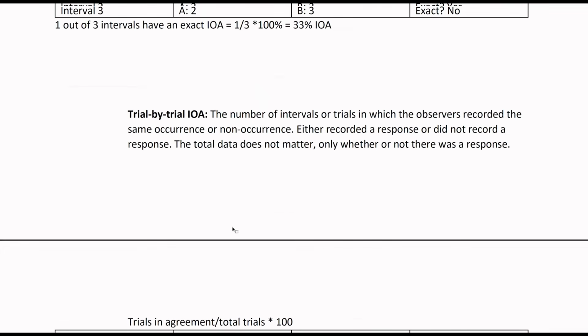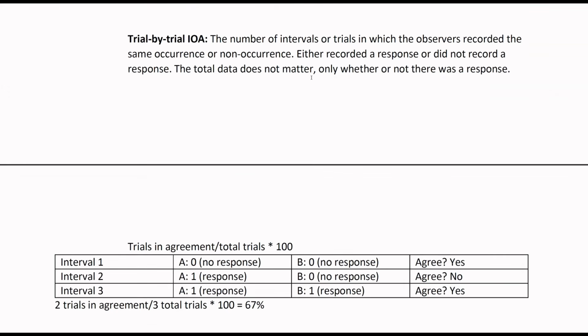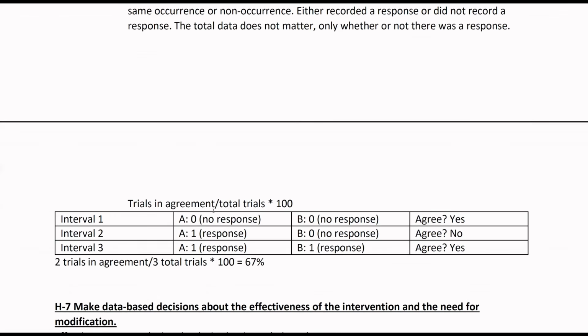Then trial by trial IOA, the number of intervals or trials in which the observers recorded the same occurrence or non-occurrence. So again, we are looking at the intervals 1, 2, and 3. The total data does not matter, only whether or not there was a response. So in interval 1, there are no responses. Interval 2, we have a response, but no response, so we don't agree, right? In interval 1, we did agree. And then interval 3, we agreed again, which is going to give us 67%. We're simply just looking at how often do we agree on what we're measuring. That is what IOA is all about.